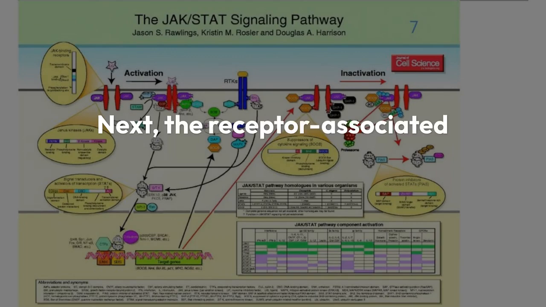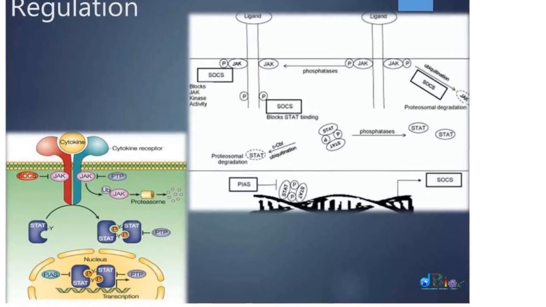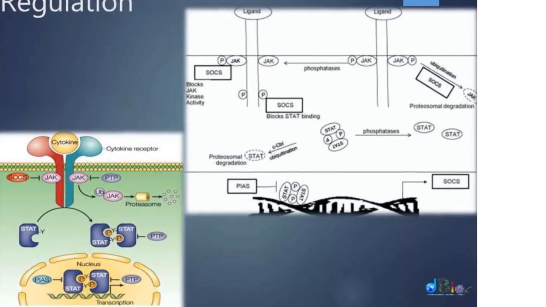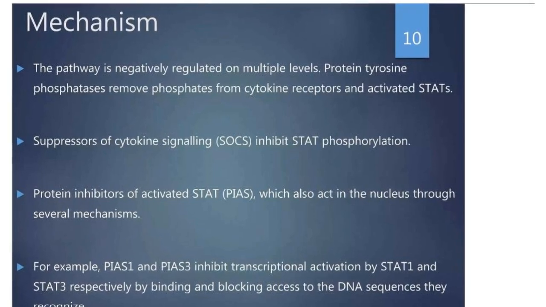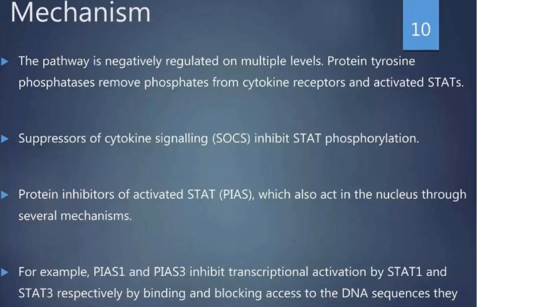Next, the receptor-associated Janus kinases, or JAKs, are activated. JAKs are a type of tyrosine kinase, which means they add phosphate groups to certain proteins. The activated JAKs then phosphorylate the receptor itself on specific tyrosine residues, further propagating the signal.